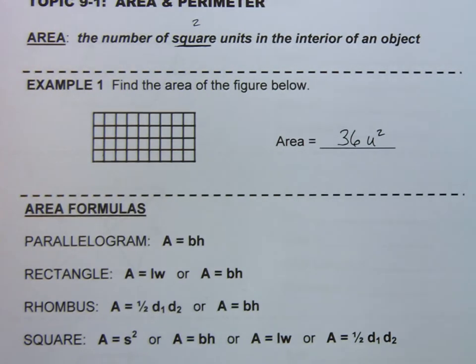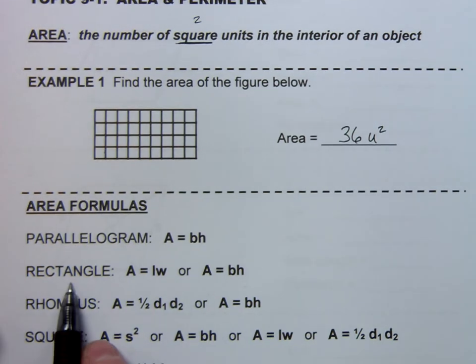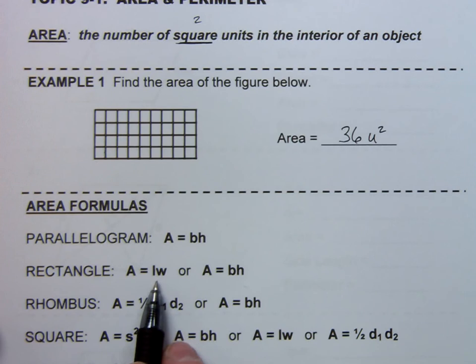Now, we don't want to have to count every time, especially as the numbers get bigger. It was tedious enough counting 36 squares. And so we come up with formulas that will help us find the area easier. And so for a rectangle, we learn that we can do length times width, or base times height.